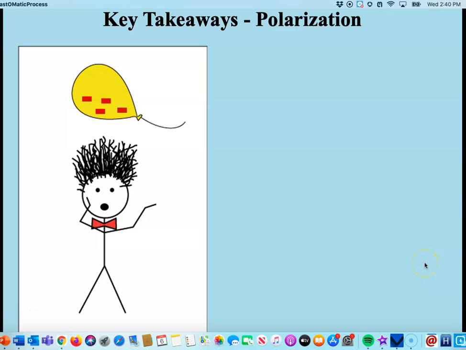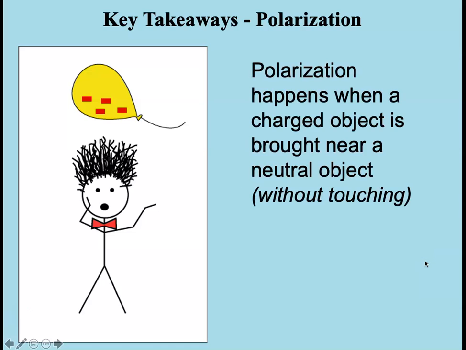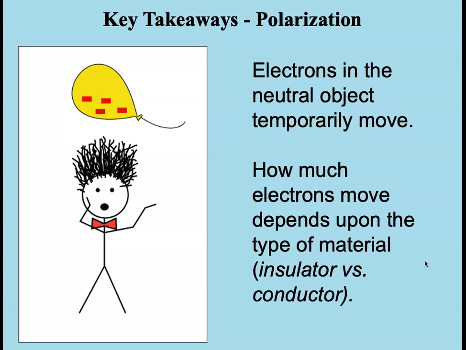All right, we want to continue talking about static electricity, and how you move charges through a process called polarization. Polarization is temporary charge movement, not permanent charge movement. All right, so how do you make it happen? Well, polarization happens when a charged object is brought near a neutral object without touching.